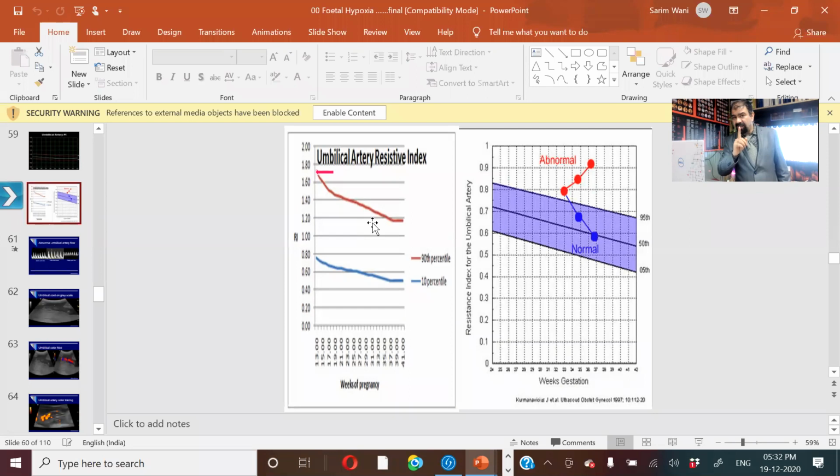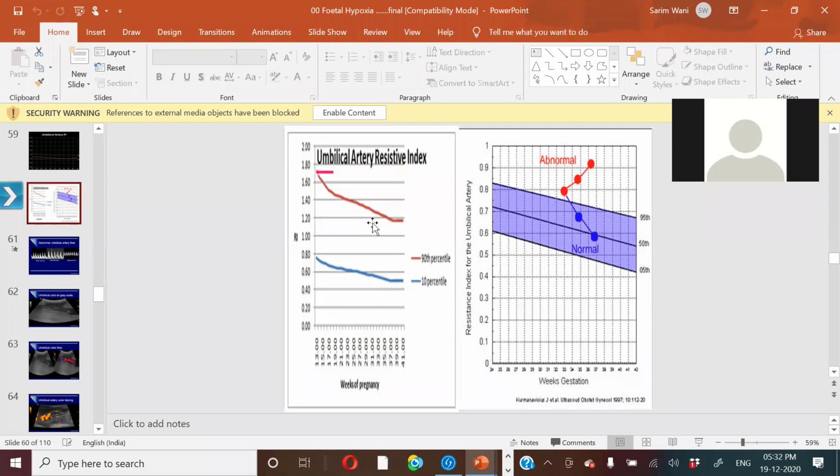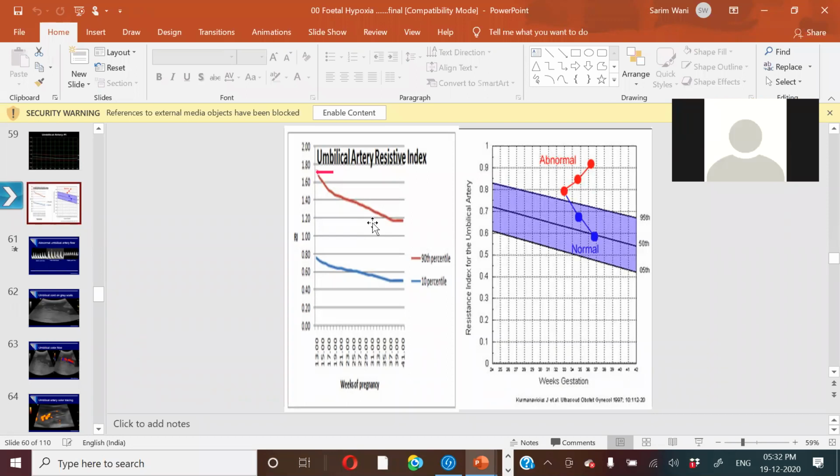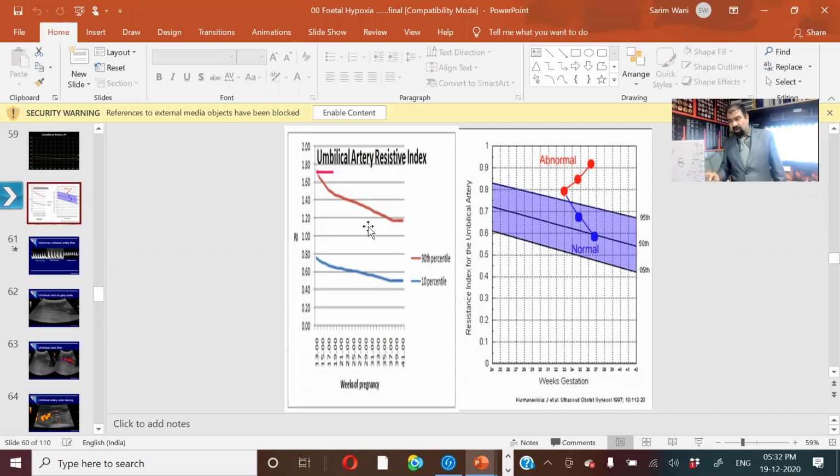Are you getting my point? Yes or no? Yes, sir. This is the point. One artery, one vessel is not giving me the diagnosis, but the interpretation of two or more vessels is making sense. So I cannot say, nobody in the world can say whether 1.1, because 1.1 is in between the 90th and the 10th percentile, but on the higher side.